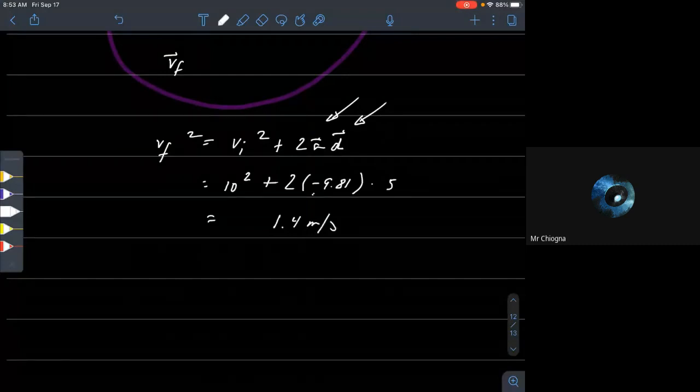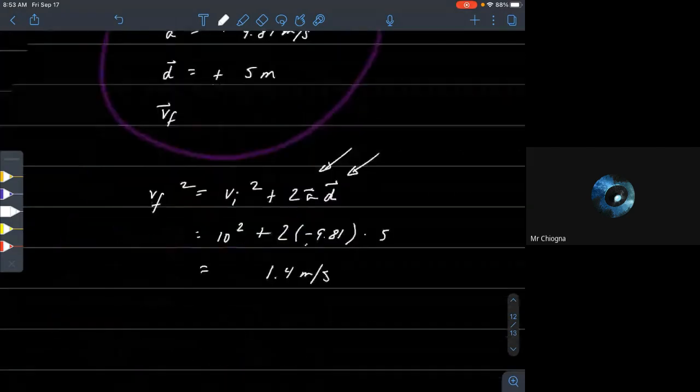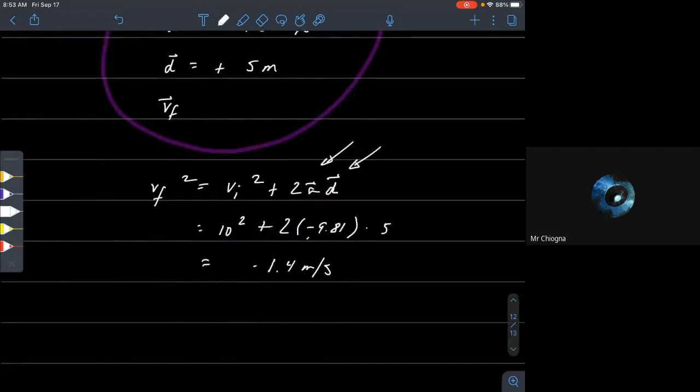And it's moving down, right? If you look at the diagram, at this final point here, it's moving down, so it's going to have a negative velocity. When you take the square root, because VF is equal to the square root of all this, you're going to have 2 options, positive or negative. So it's moving down, so it's going to be negative.